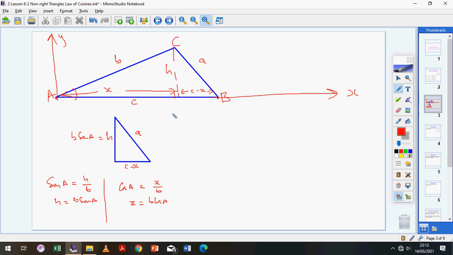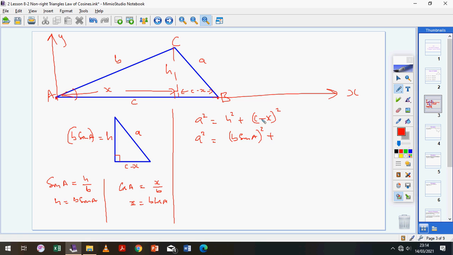I'm going to do this quickly and substitute. Back to that triangle, I hope you can see that a squared is equal to h squared plus (c minus x) squared if I apply Pythagoras' theorem to it. I know h, remember h is b sine A, so that's (b sine A) squared plus (c minus x) squared.